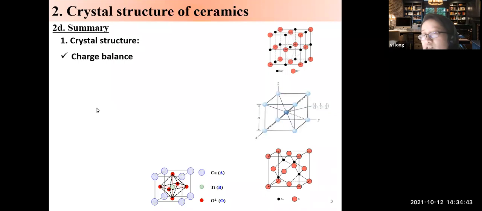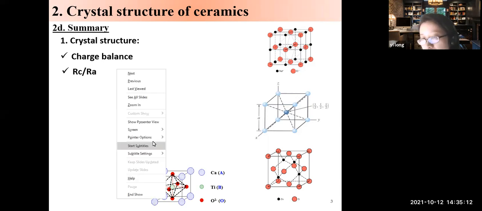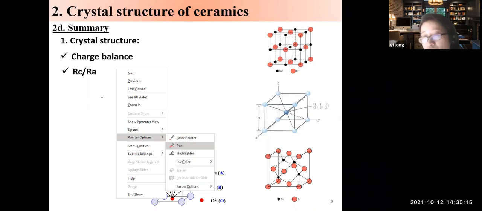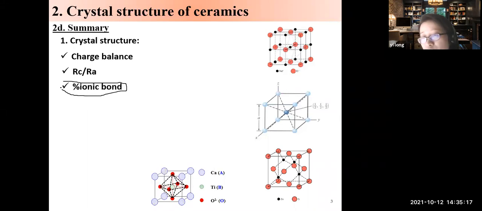For crystal structures, you need to know it's a charge balance. You have to make sure of charge balance. This is a very universal rule, and RC over RA. If we know the radius ratio between cation and anion, we can already determine the coordination number. But please bear in mind this RC over RA applies more to compounds which are more ionic. As we keep saying, this is the third criterion, which is a little bit special here.